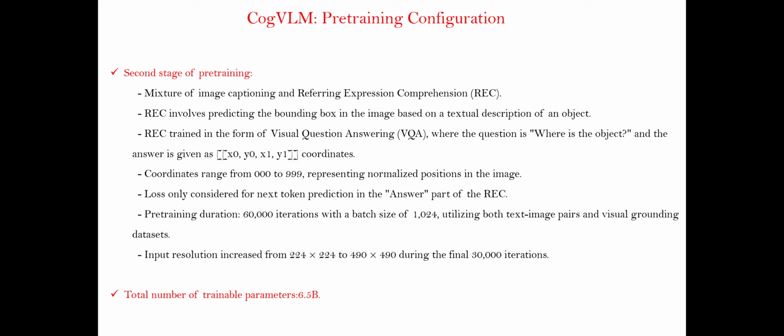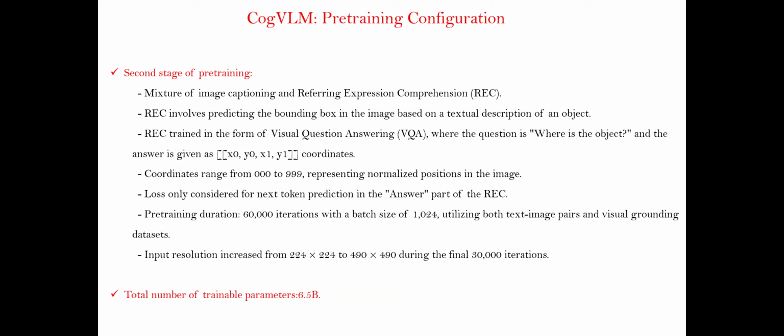Basically, the bounding box coordinates are normalized to 000 to 999. So it is a normalized position in the image. And it is also the same: the loss relies on the next token prediction from the answer part. So in the second stage, the training involves 60,000 iterations with a batch size of 1024.